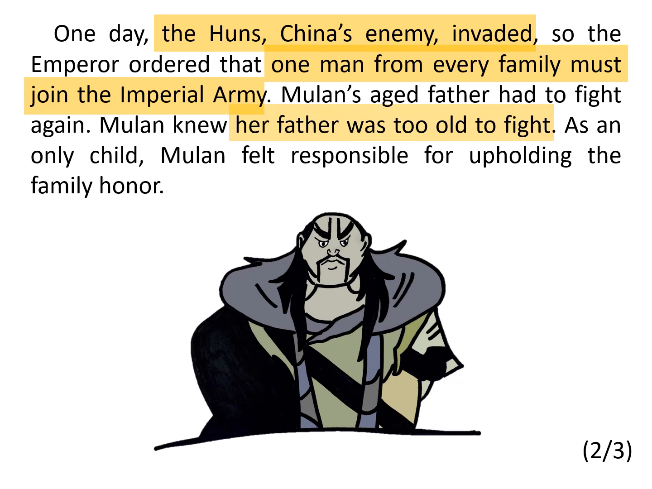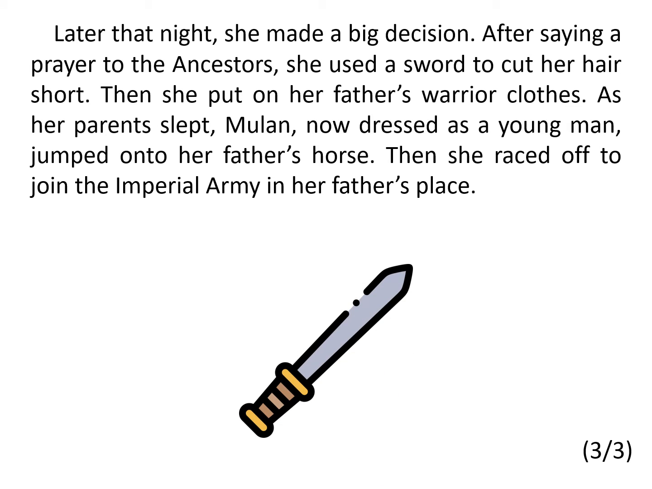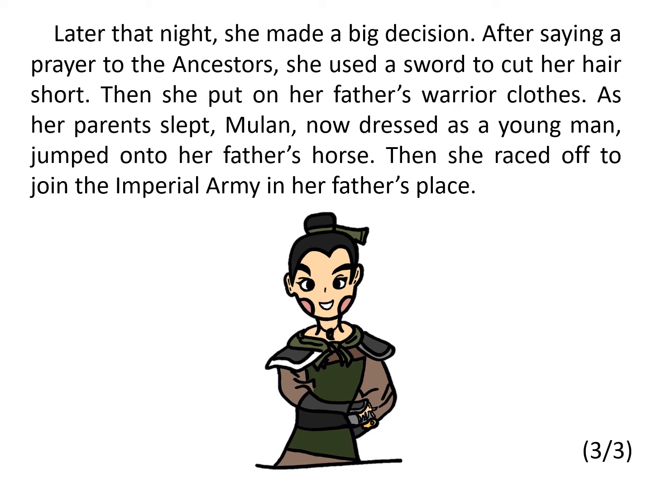Mulan knew her father was too old to fight. As an only child, Mulan felt responsible for upholding the family honor. Later that night, she made a big decision. After saying a prayer to the ancestors, she used a sword to cut her hair short. Then, she put on her father's warrior clothes. As her parents slept, Mulan, now dressed as a young man, jumped onto her father's horse. Then she raced up to join the imperial army in her father's place.